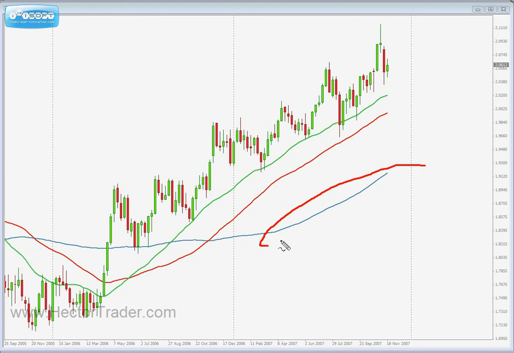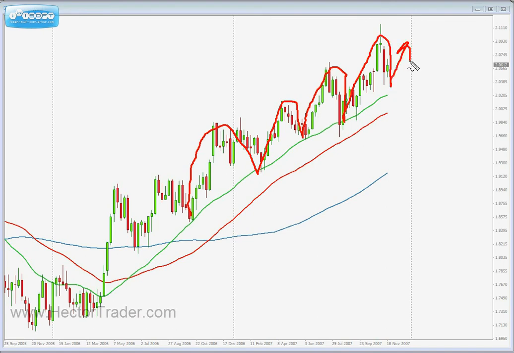Price is nowhere near the 100. You see, this is the 100 moving average, and price is very far away from it, isn't it? Moreover, price is swinging harmonically off the dynamic area of support, isn't it? Then we are in a clearly trending scenario. Yep, it's certainly a trending scenario.